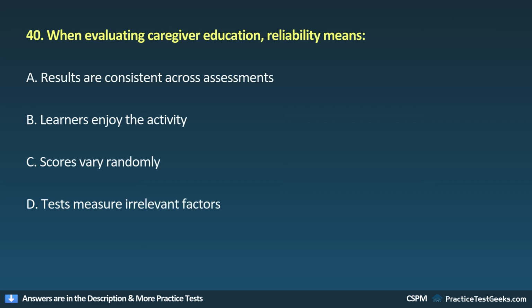40. When evaluating caregiver education, reliability means A. Results are consistent across assessments. B. Learners enjoy the activity. C. Scores vary randomly. D. Tests measure irrelevant factors.